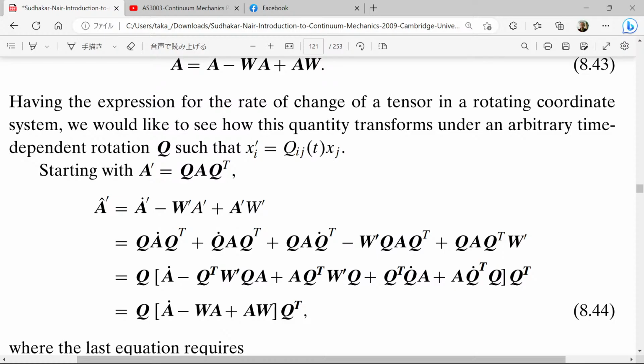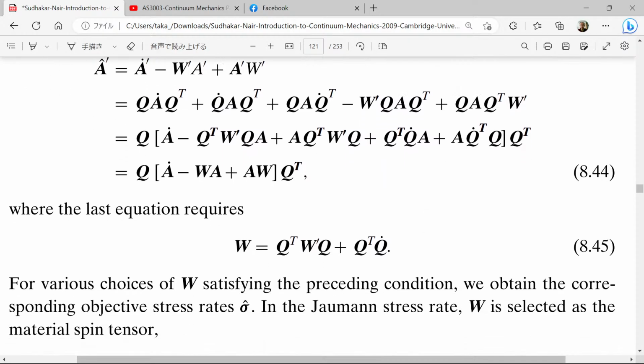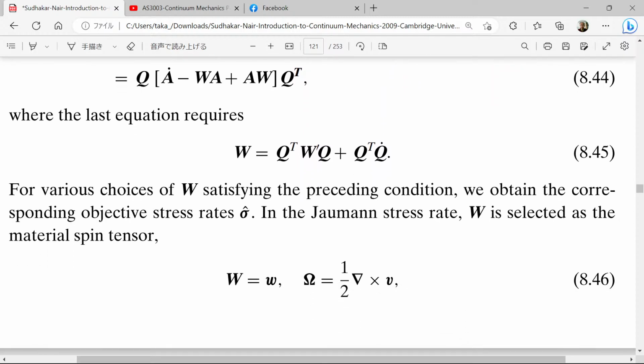Having the expression for the rate of change of a tensor in a rotating coordinate system, we would like to see how this quantity transforms under an arbitrary time-dependent rotation Q, such as xi prime equals Qij(t) xj. Starting with A prime is Q A Q transpose, we have a bunch of equations where the last equation requires omega W equal Q transpose W prime Q plus Q transpose Q dot.